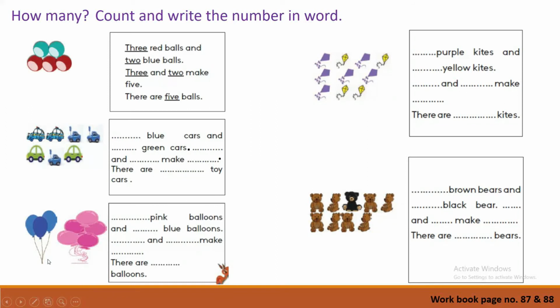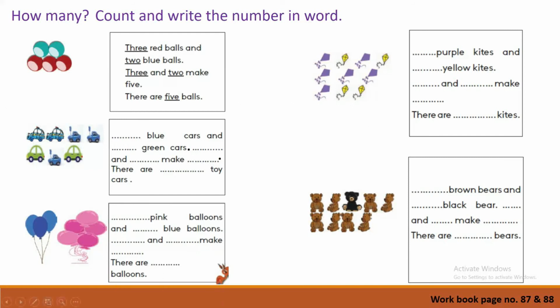Okay, shall we look at the next one? What are these? There are some balloons. They are in two colors, pink and blue. Okay, now let's count. Look at the sentence: pink balloons and blank blue balloons. Then blank and blank make, yes, then you have to write the number. There are blank balloons. Okay, let's complete the sentences.